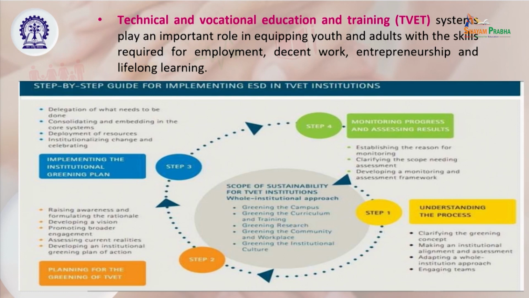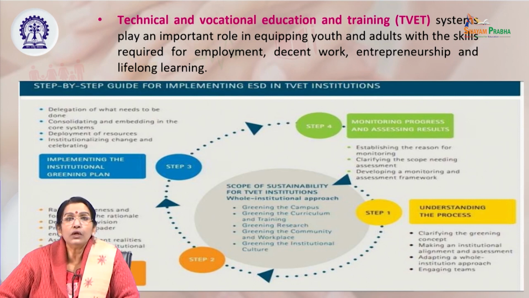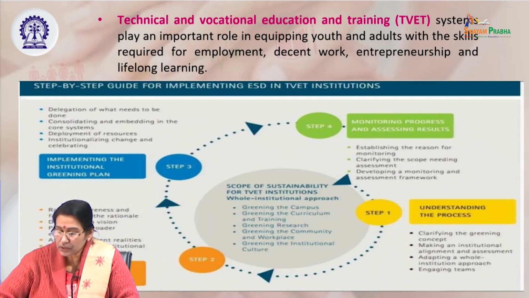Then planning for green TVET. Step 1, start with understanding the whole process, clarifying the greening concepts, and clarifying the adaptation of the whole institution. The whole institution approach means taking the institution as a whole unit, not part-wise. It is not that only the marketing part or only the production part or only the consumption part will be greener, but the whole institution approach, that is, if you take every aspect of the institution and plan for it, that is called the whole institution approach.